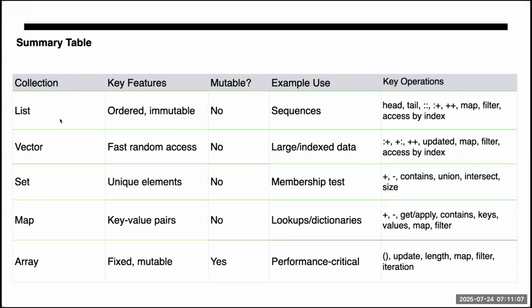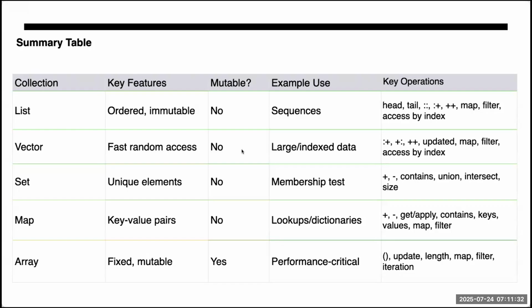So list and all, we will be using list, vector, and array. Array is mutable, you can change it. So array has a different use case: when you want mutable collections, that time you will be using array. List and vector are similar; the way we represent list, we represent vector in a similar way.